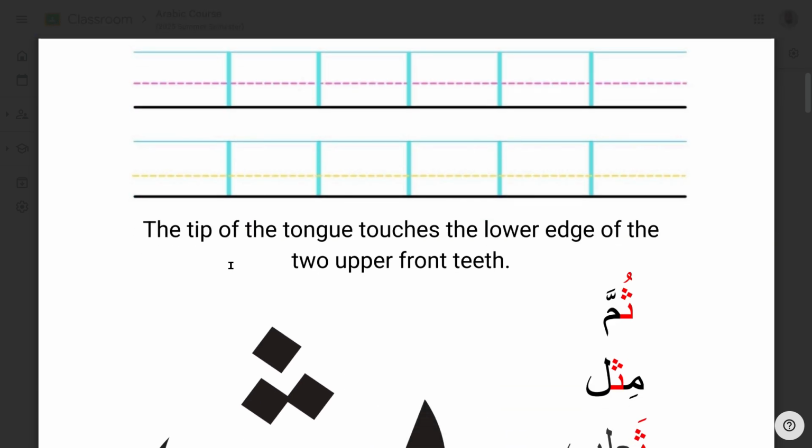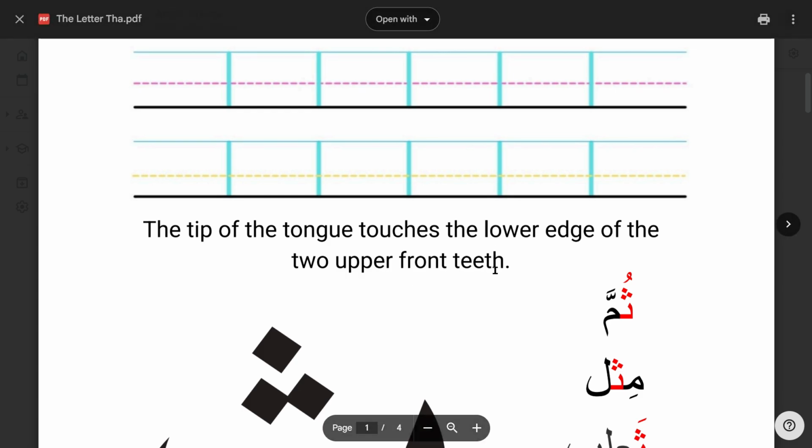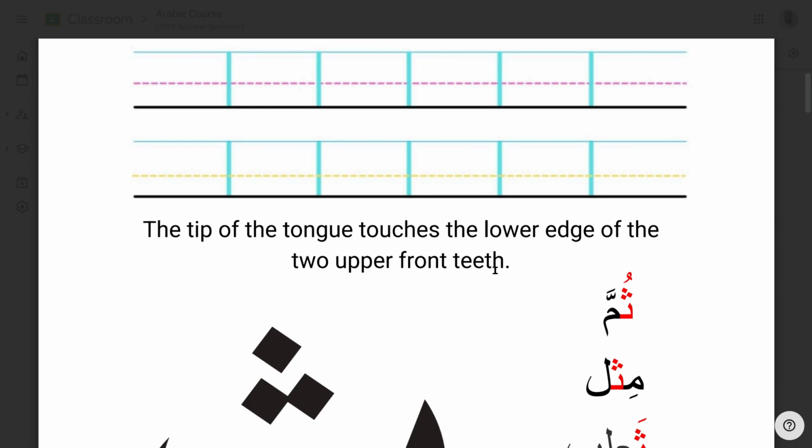Where does the tha come from? The tip of the tongue that touches the lower edge of the two upper teeth, front teeth. Like I said, you want to put your tongue sticking out. I don't know if you can see my camera. Kind of sticking out a bit. Air comes around the tongue.